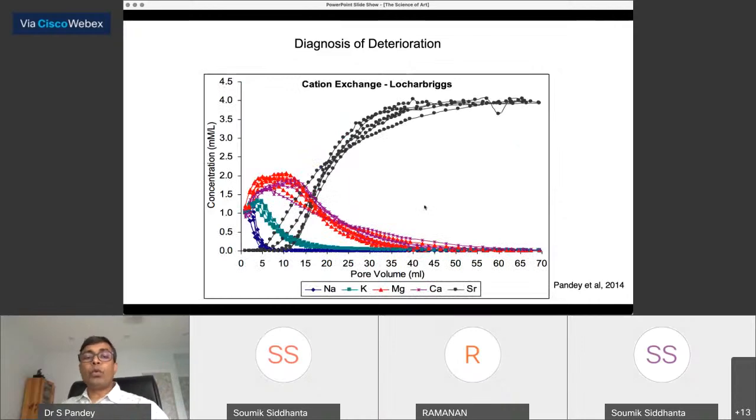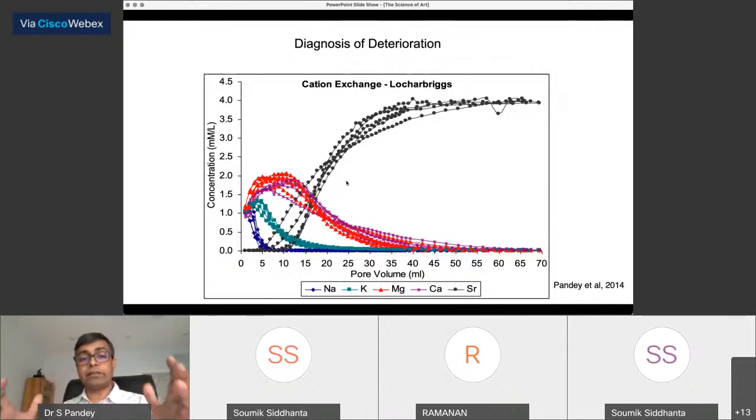Now, we used a replacement technique. We flushed the same core with strontium nitrate, strontium being trivalent, replaced everything. But even the replacement was in the same order. If you see, sodium was replaced faster, potassium was replaced second, and both divalent ions, magnesium and calcium, were last to be eluted.